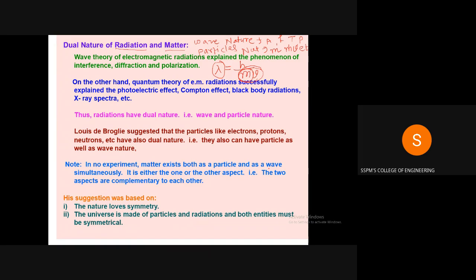In no experiment does matter exist both as a particle and as a wave simultaneously. It is either the one or the other aspect. That is, the two aspects are complementary to each other. His suggestion was based on the idea that nature loves symmetry. This is very important. Why? If the universe is made up of particles and radiations, and both entities must be symmetrical, then if radiations are exhibiting dual nature, particles should too. That is the concept.